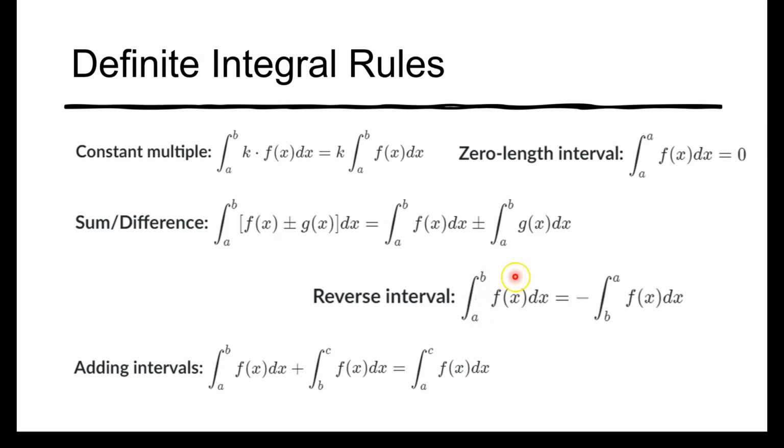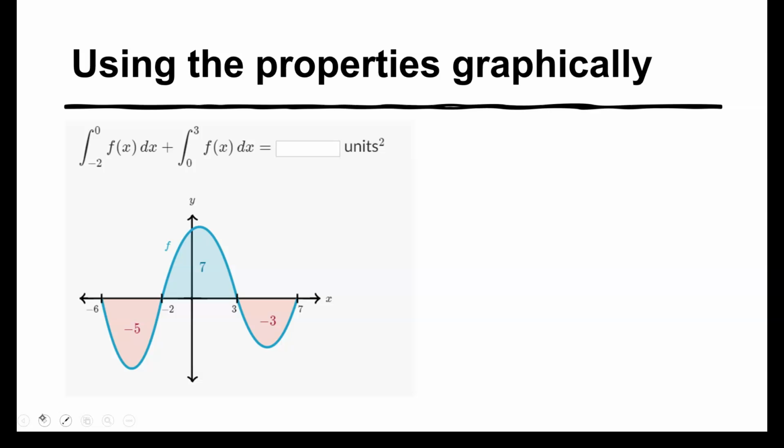If instead of going from a to b, you want to go from b to a, we'll put that negative out in front. And you can add integrals together as long as the upper bound matches the lower bound. So let's just look over here at an example. We go from negative 2 to 0 of f of x plus 0 to 3 of f of x. So from negative 2 to 3, the area is all above, so our answer would be 7 units squared.